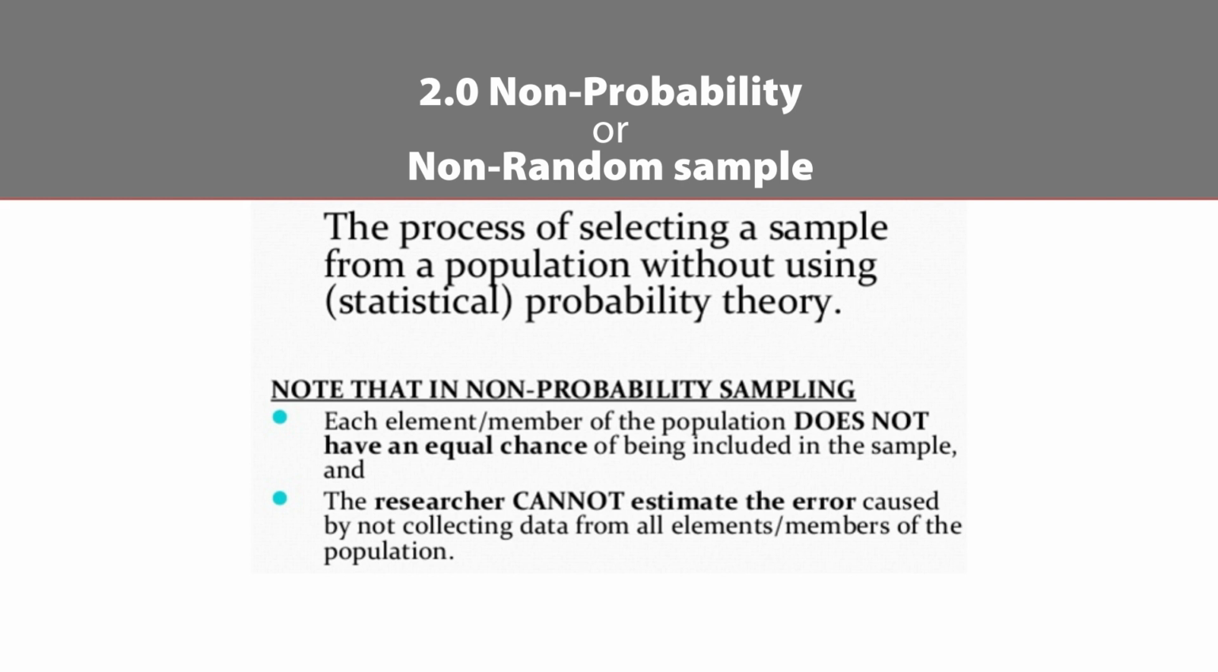So non-probability or non-random sampling is the process of selecting a sample from a population without using statistical probability theory. And if you talk about non-probability sampling theory, each element or member of the population does not have an equal chance of being included in the sample, and the researcher cannot estimate the error caused by not collecting data from all elements or members of the population. So that is where it is.